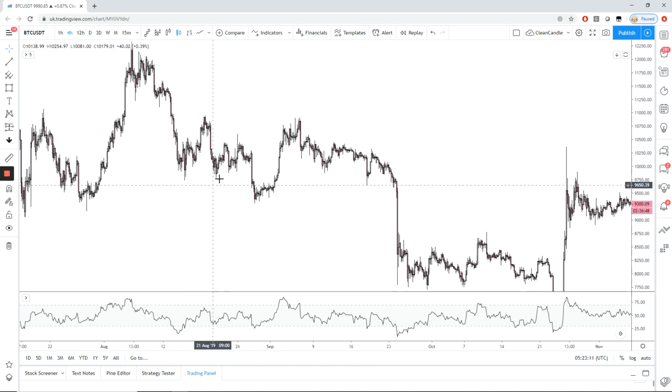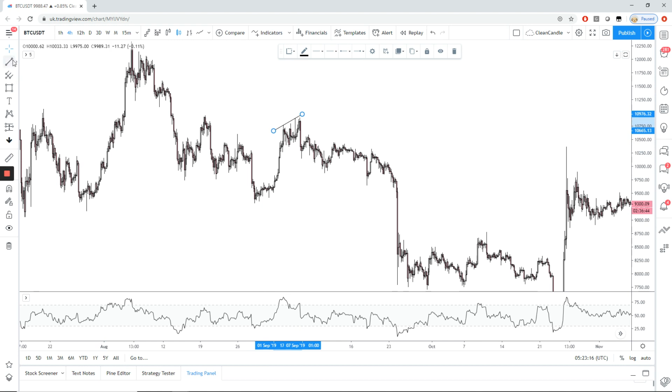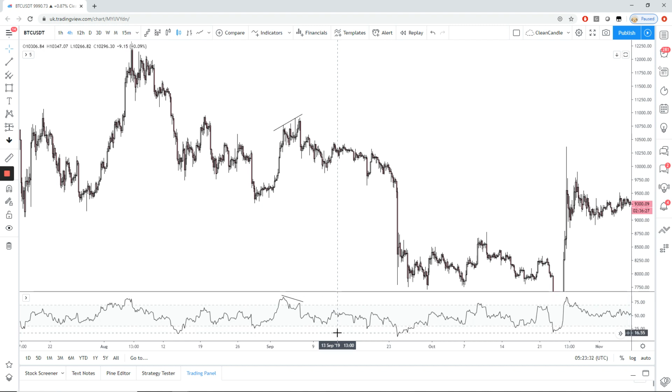So what we're looking for when we look at divergences, I'm going to take this example as my example. Primarily, we are looking for RSI to be in the extended regions of RSI. So that is above 70 or below 30, right? They represent the extended regions of RSI. So I'm looking for a divergence to take place in one of the extension areas.